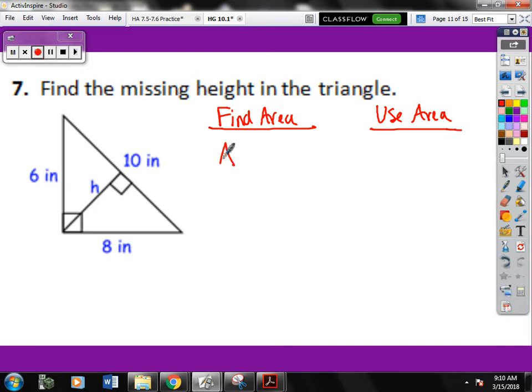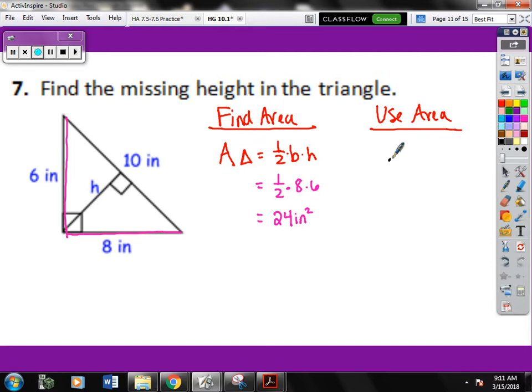Area of a triangle, 1/2 base height. What is a pair of base and height measurements that we do know in the picture? Maddie? 6 and 8. It doesn't matter where. Which means the amount of square inches that fit inside of here are 24.